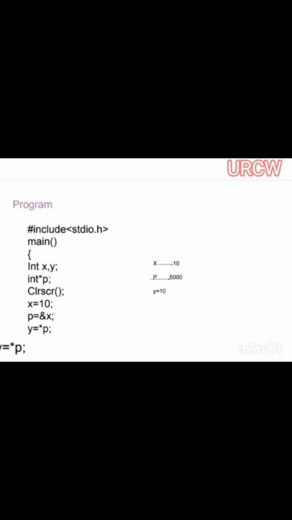Next, program. #include <stdio.h>, main. Here we are declaring int x and y. int *p is the pointer declaration. We assign x the value 10 and p = &x. That means p stores the address of x. y = *p. Here y stores the value 10.